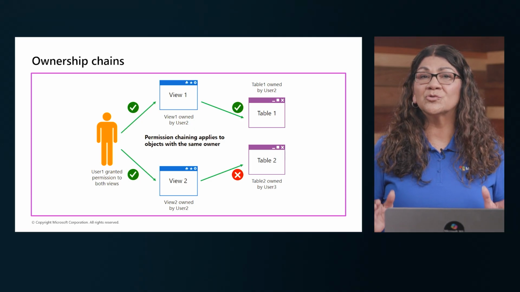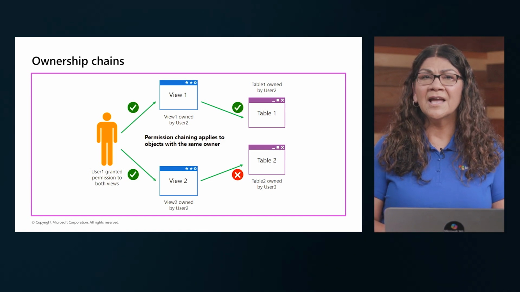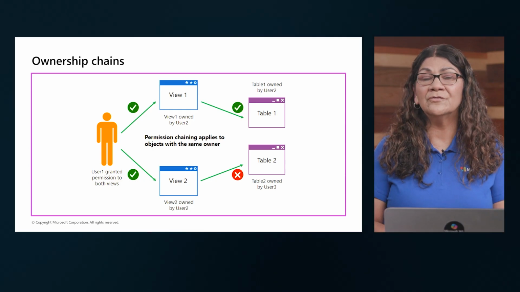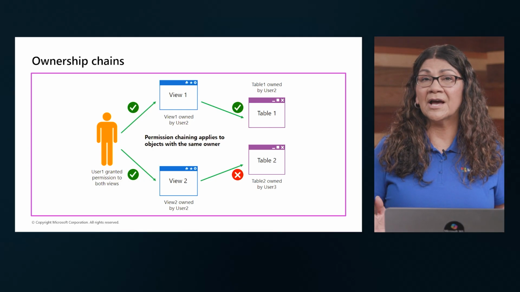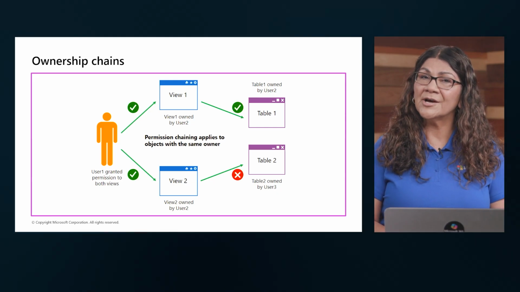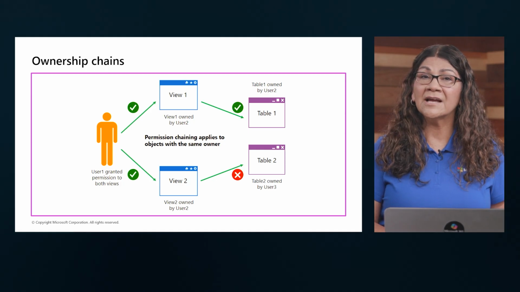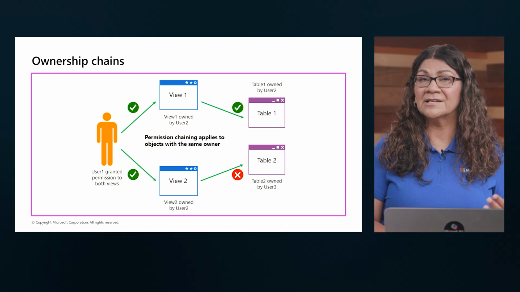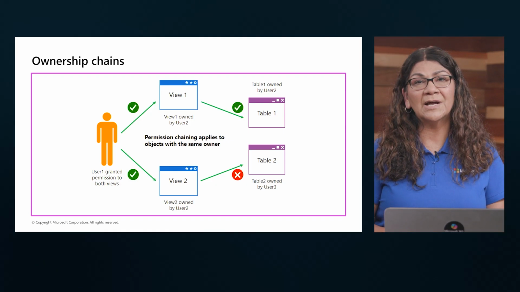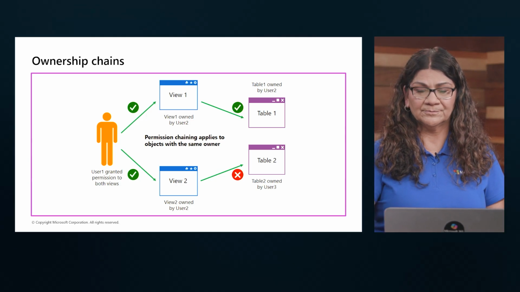This concept is crucial for designing secure and efficient database architectures, as it allows developers to encapsulate access logic in views or procedures without exposing direct access to base tables, as long as ownership is consistent. Best practice includes aligning object ownership when designing dependent objects and using ownership chaining to simplify permission management while maintaining security boundaries.